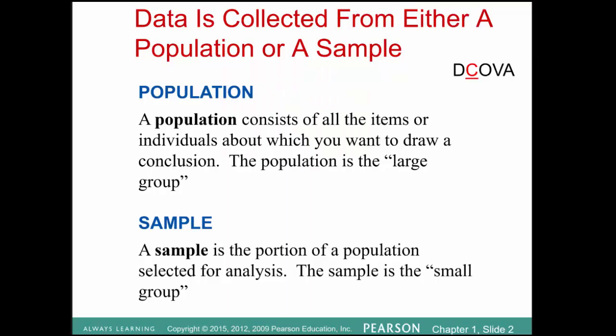Data is collected from either a population or a sample. The collection of data is an expensive endeavor. Therefore, data scientists use a technique called sampling to reduce their costs.